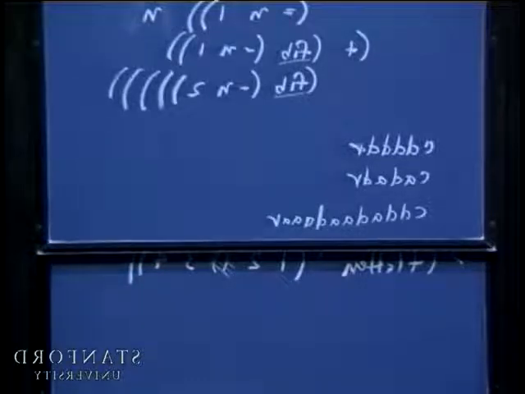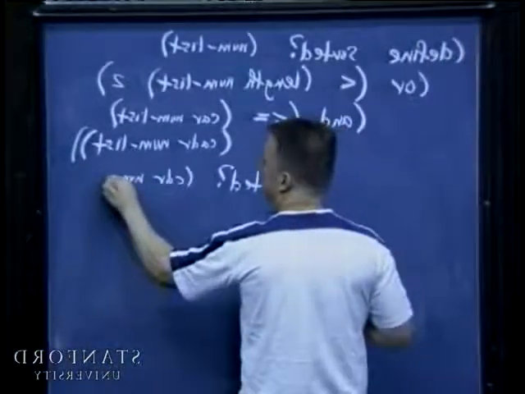I also want sorted to just work out on the plain old cooter, just the cooter of the num list.